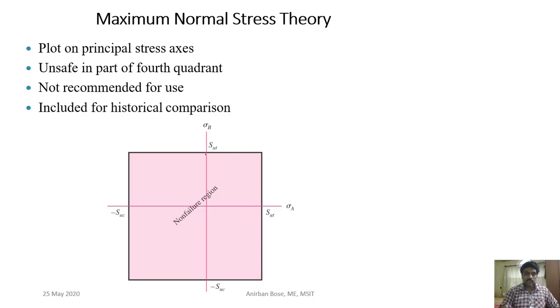If you just simply plot it, you find that it will be like this. And if you see the failure points, you will find that failure points are within that. That means it is not predicting properly. Okay, this is very much unsafe, because many points which according to this theory are in the non-failure region will actually fail, specifically in this fourth quadrant.